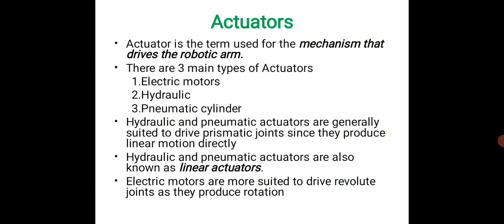So here we term actuator. It is the term used for the mechanism that drives the robotic arm. There are three main types of actuators: electric motors, hydraulic, and pneumatic cylinder. Hydraulic and pneumatic actuators are generally suited to drive prismatic joints since they produce linear motion directly. They are also known as linear actuators. What we are going to see is about the electric motors, which are suited to drive revolute joints as they produce rotation. And most of the robots use the revolute joint.